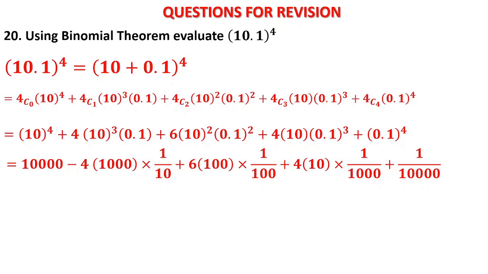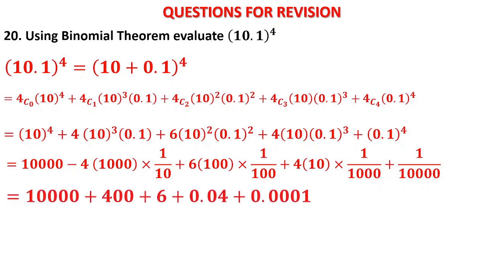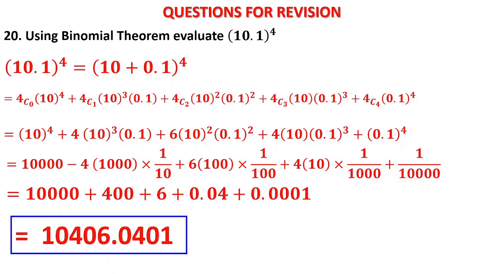10 cube is 1000, 10 square is 100 and 0.1 is 1 by 10, 0.1 whole square is 1 by 100, 0.1 whole cube is 1 by 1000, 0.1 whole power 4 is 1 by 10,000. Cancelling it, I am getting these values. When I add them, I will get 10,406.0401.